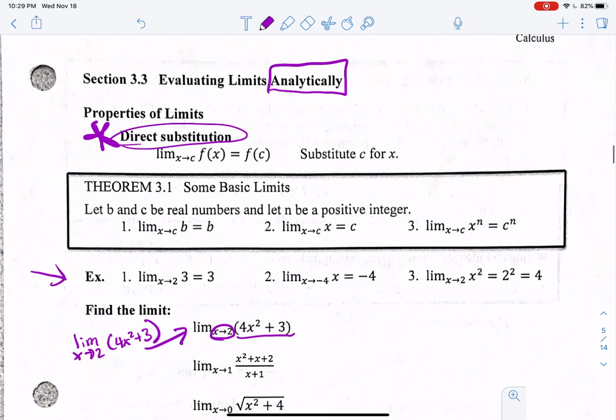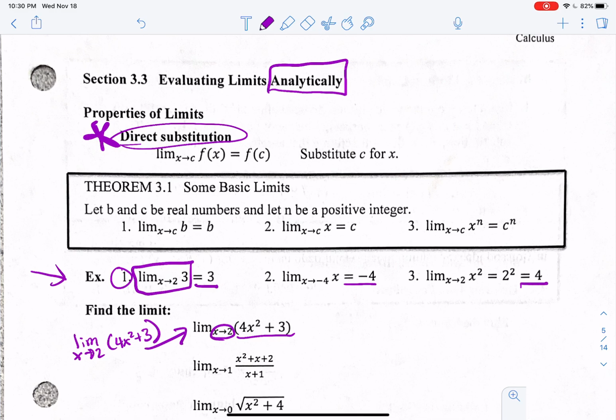Okay, some basic limit property stuff. Okay, let's look at example 1 right here. The limit as x goes to 2 of 3. This is what we're trying to evaluate, and they tell us that the answer is 3. Okay, they're giving us the answer to each one of these, by the way. But I'm going to show you why this is.